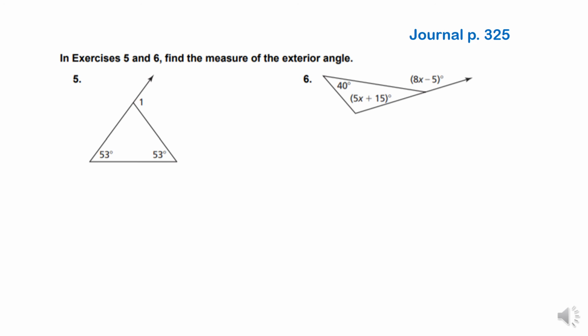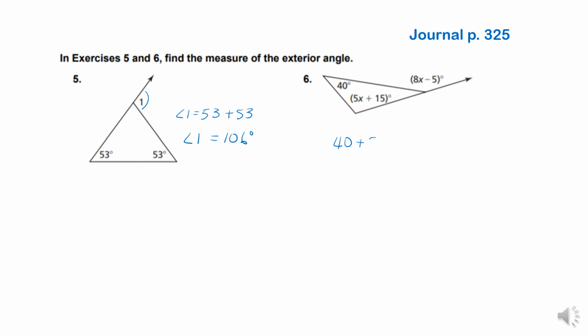So make sure you don't just stop at x equals 40, because then you're not getting the correct answer. Okay, so find the measure of the exterior angle. So angle 1 equals 53 plus 53. So angle 1 equals 106 degrees.